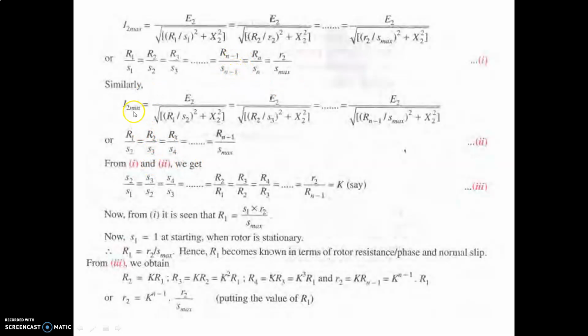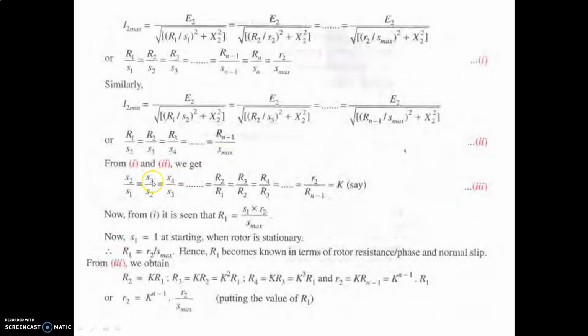From the minimum current equation, it is R1 by S2, R2 by S3, R3 by S4 and so on. The maximum value of slip is going to be S max, so its previous resistance is Rn minus 1. So we write R1 by S2, R2 by S3 and so on, and the final value is Rn minus 1 by S max.